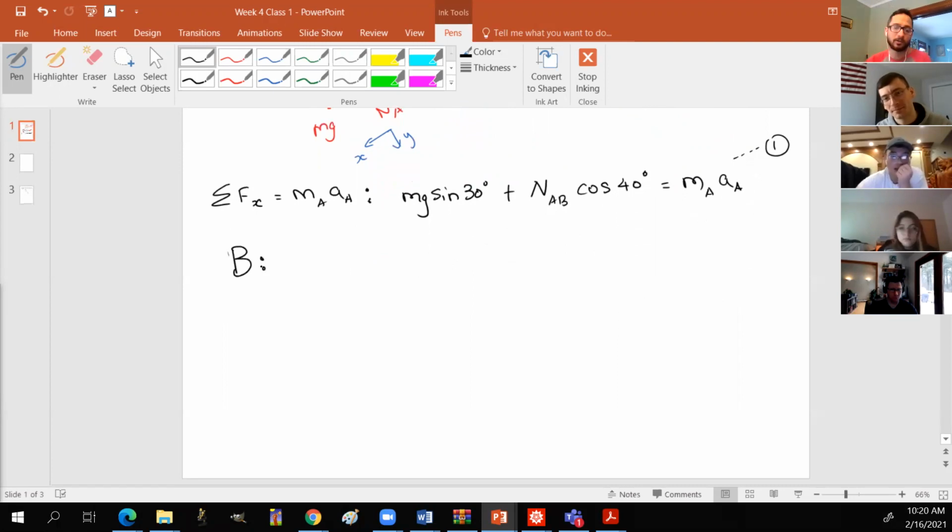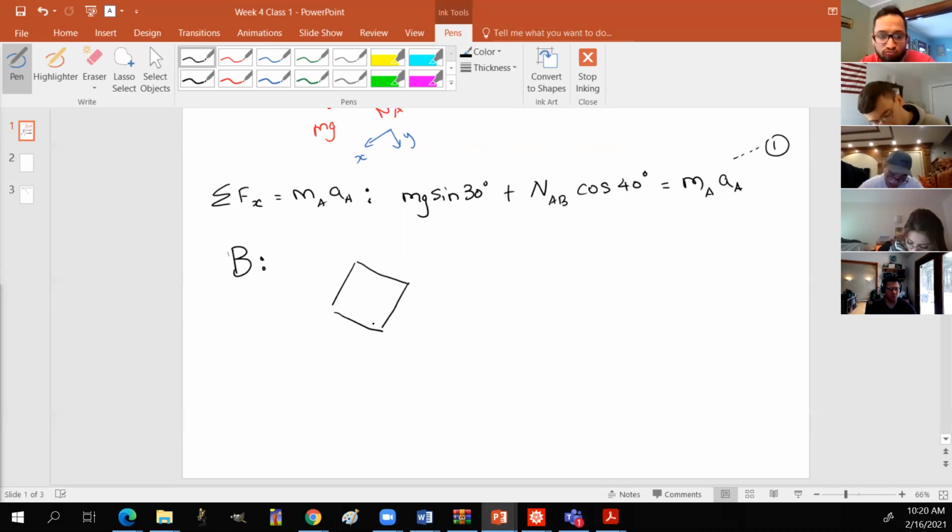All right, then, as we said, we must look at our body B, right? So when you look at our body B, what forces do we have for our body B? Yeah, weight and normal force again. So you'll have, let's see.